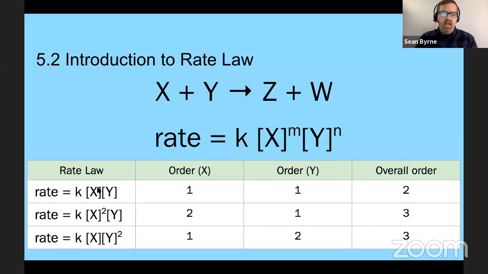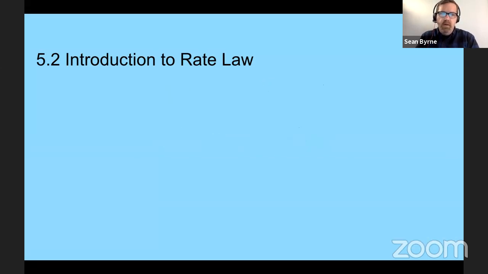It's important to point out, guys, at this point that we could also have a 0 order. So you would have a 0 in here, which means that the concentration of that reactant is not important in the overall rate law or the overall rate of the reaction. We'll look at a couple of examples of that today, or at least look at some of the math behind that, but we could include that in this chart if we wanted to.